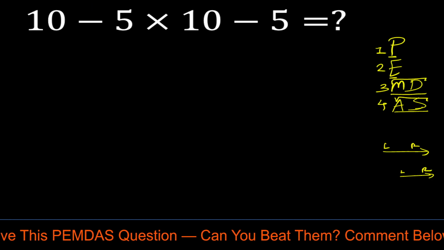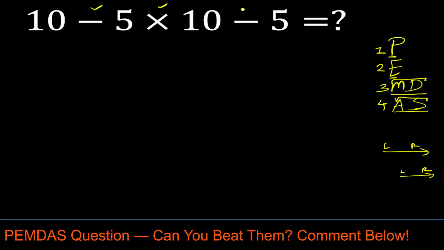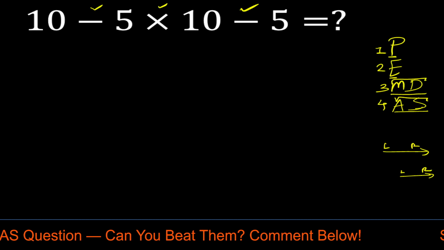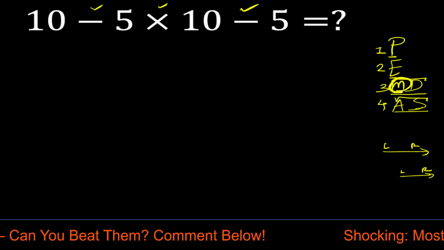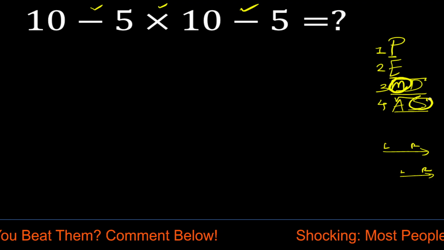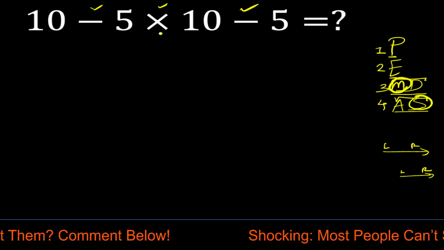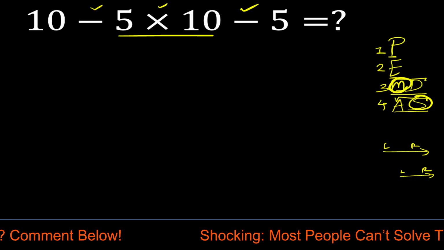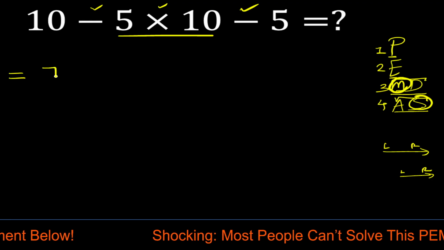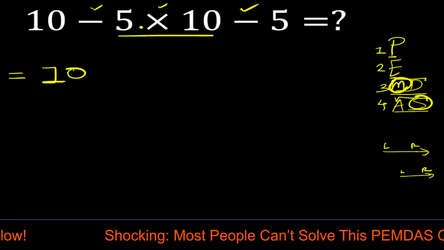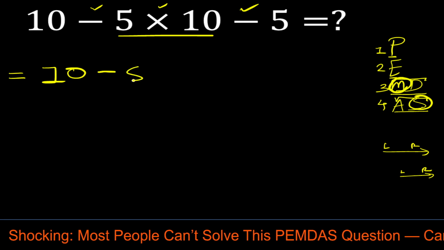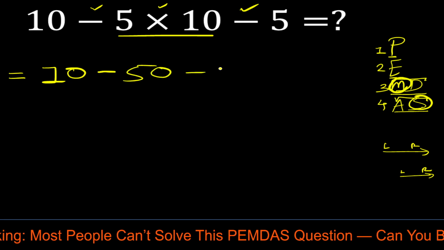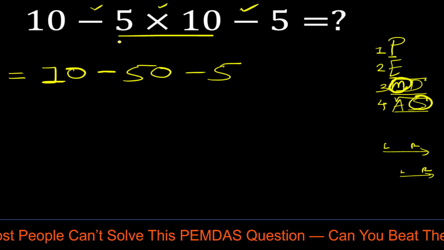So in this question, here we have one subtraction, here multiplication, and here subtraction, right? So according to the PEMDAS rule, first priority is multiplication. Then we have to solve subtraction, right? So first we have to solve this multiplication. So now 10. Now solve this multiplication. 5 times 10 is equal to 50. So minus 50 minus 5, right?